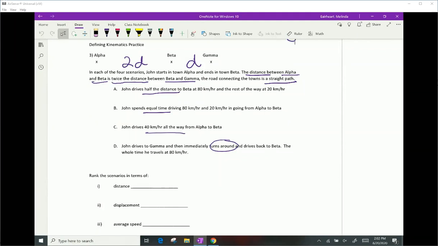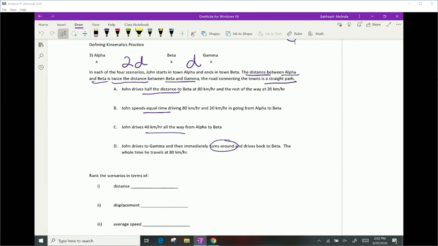Okay, and so the distance between alpha and beta is twice the distance between beta and gamma, and I noted that already. The road connecting them is a straight path. There's no corners to worry about. That actually changes the physics. We'll get to that in 2-dimension motion. And then we've got John driving 4 different ways, or if you want to make it 4 different people, that's fine. Scenario A, B, C, D is what we'll be ranking.